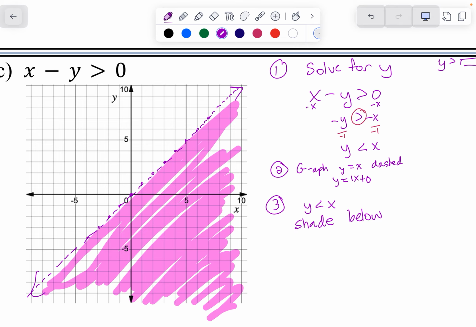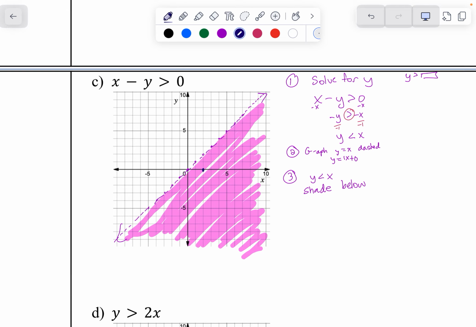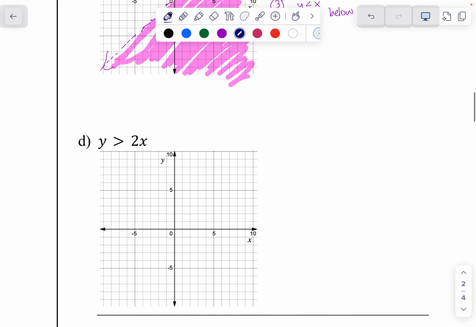And then you can always pick a point, like we could pick the point 2, 0. If we put it back in the original, is 2 minus 0 greater than 0? Yeah. So you can check any point in your shaded region, just pick one at random, stick it in the original version, it'll find your mistakes if you have any. Everybody good with C? Okay, let's do D.